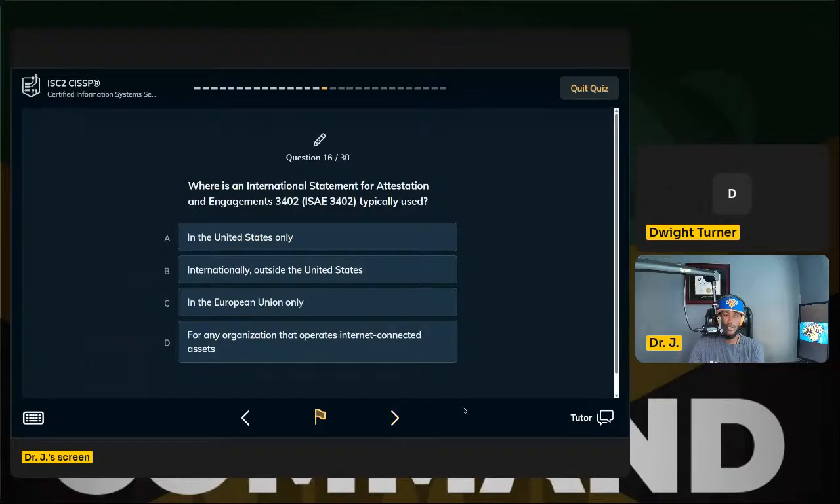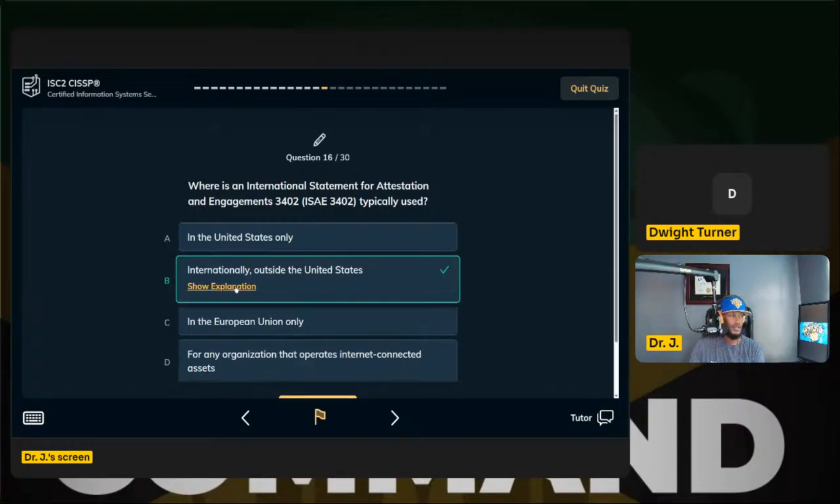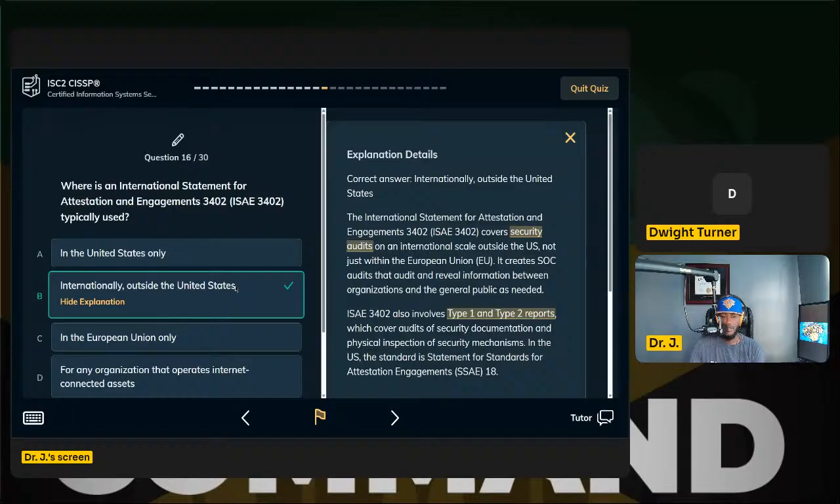Oh, we're getting a lot of ISAE questions tonight. All right, so where is an International Standard on Assurance Engagements 3402 typically used? Oh, Bravo. Internationally, outside of the United States. Yeah. We had a version of this question earlier, but yeah, that's for international use.